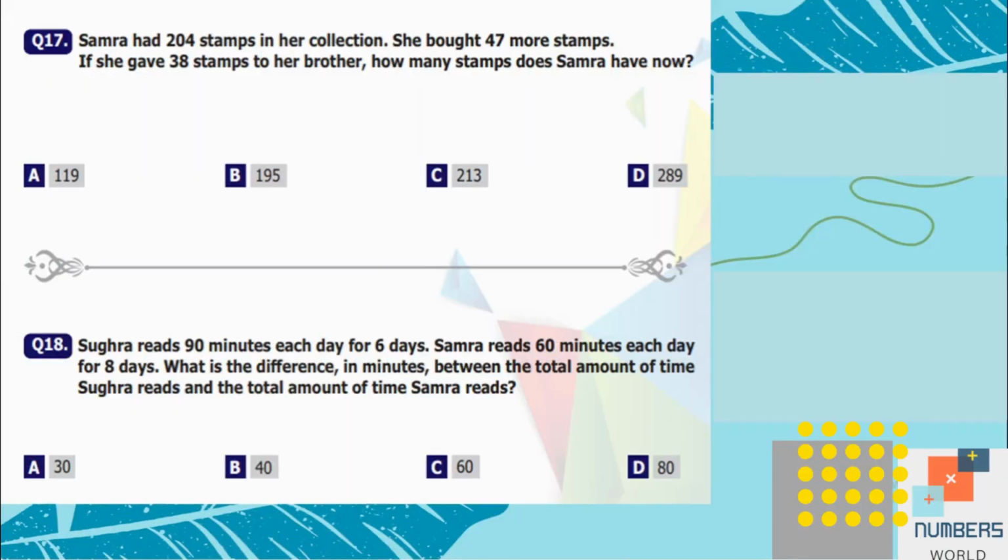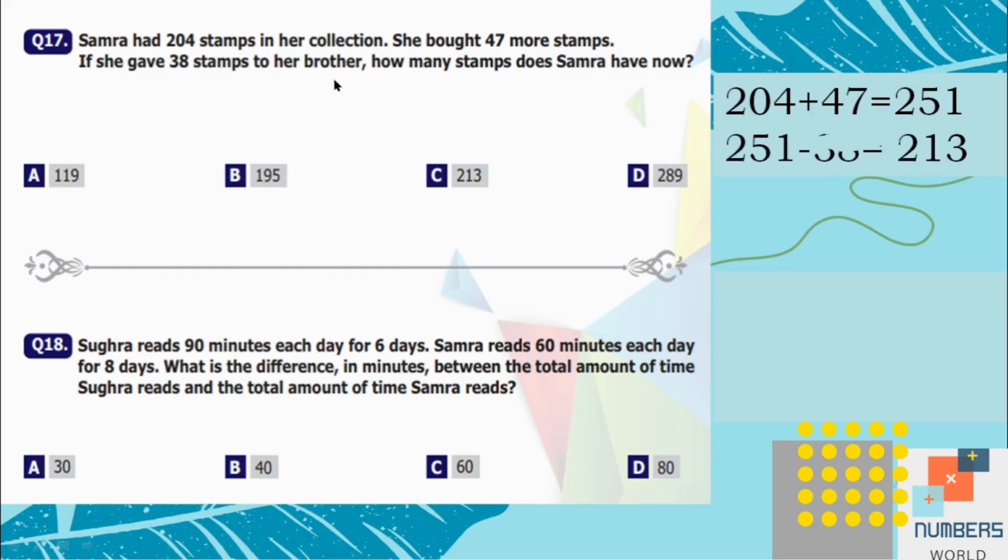Samra had 204 stamps in her collection. She bought 47 more stamps. So first of all, we are going to add 47 to her collection, which is 204. The answer is 251. If she gave 38 stamps to her brother, how many stamps does Samra have now? So now she gave 38 stamps to her brother, so we will subtract it from her answer, which was 251. So now the answer is 213. C is the correct option.